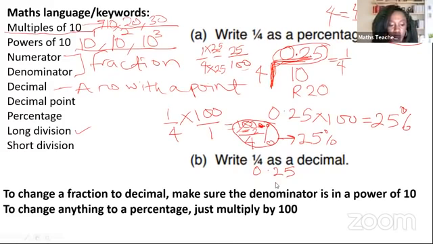So we need to take note of this sentence: to change anything to a percentage, just multiply by 100. If you want to change my very self into a percentage, just multiply me by 100, then I'll become a percentage. To change a fraction to decimal, make sure the denominator is in a power of 10. So we've talked about powers here. So I have used 100 here because 100 was simpler to work with. But otherwise, any power of 10, once they can put it there, they will be able to find out what the decimal equivalent is. Let's carry on.